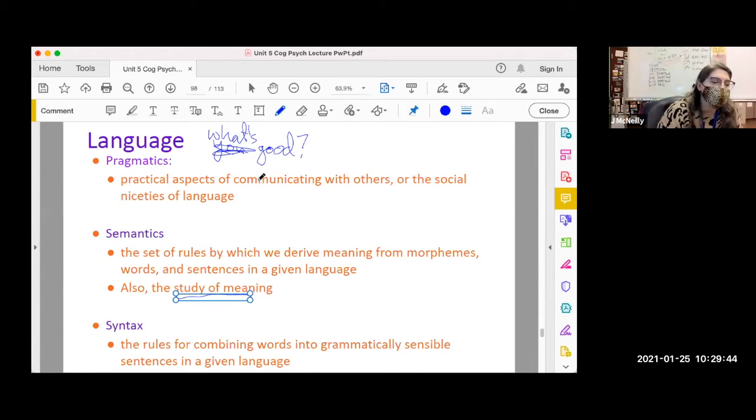Okay, also with pragmatics, you have like greetings, okay, formal versus informal. You may come up to a friend and say, what's good, but you may not go up to Mr. Baker and be like, what's good? Or to Mr. Monson or to your boss and say, what's good? Okay, so there's formal versus informal.